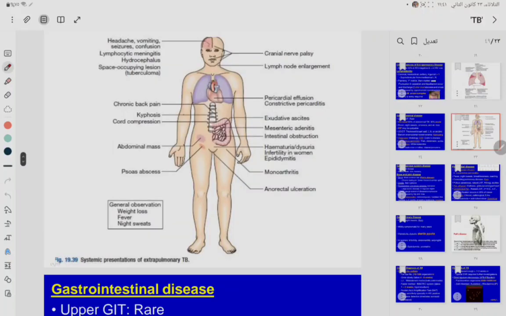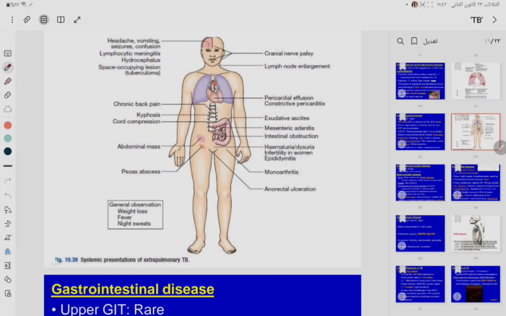So how extrapulmonary TB is affecting: we mentioned headache, nausea, vomiting, meningitis, pericarditis, pleuritis, cranial nerve palsies, facial palsies, bulbar involvement, constrictive pericarditis, exudative ascites, mesenteric adenitis, everything. It can affect everything. Psoas muscle abscesses. Next.